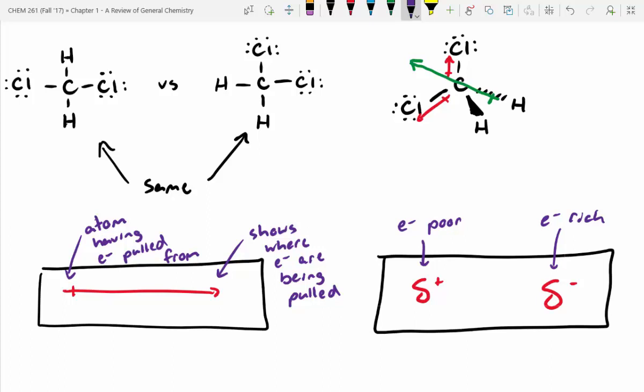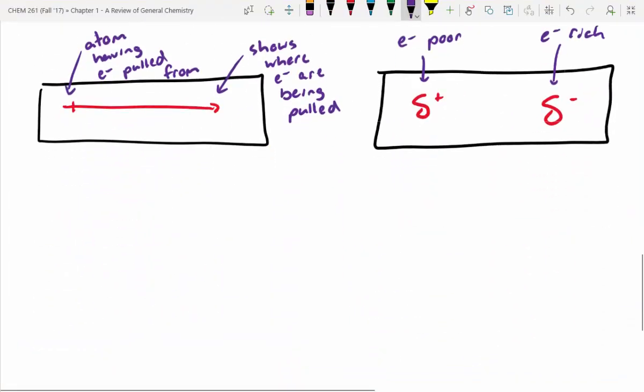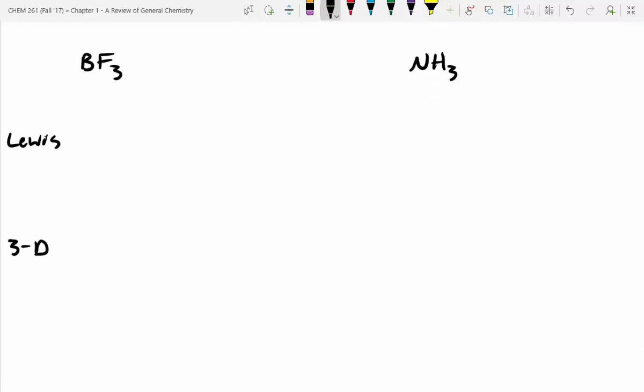All right, so now I've got some good ones for you guys. I want you guys to try to find a neighbor and work through these. And I want you to look at boron trifluoride, BF3, and NH3, ammonia. First thing I want you to do is to draw the Lewis structure and then do 3D, and then I want you to determine the net dipole.